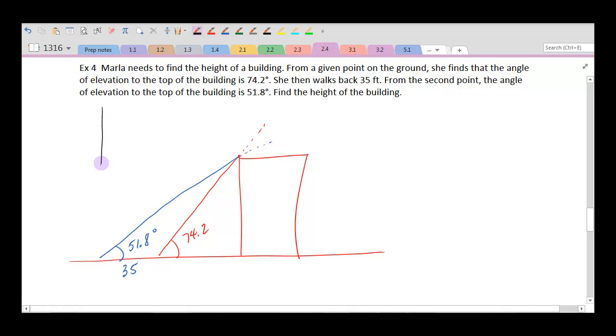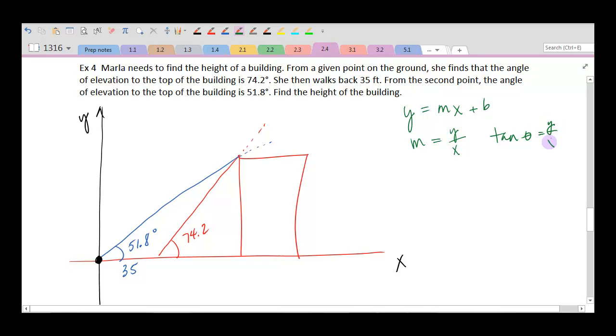So just so that you can visualize what we have going on here, this is going to be my y-axis. Okay, so this is y, this is x. And remember that a linear equation is given by y is equal to mx plus b. The other thing I want you to remember is that slope is equal to the change of the y's over the change in the x's, y over x. Well, let's put this in terms of trig. What other function do I know of that is y over x? The tangent of some angle is equal to y over x.